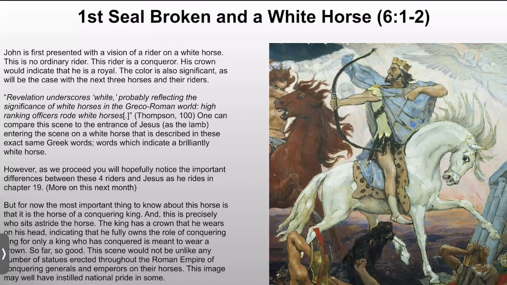So far, so good. This scene would not be unlike any number of statues erected throughout the Roman Empire of conquering generals and emperors on their horses. If you walk past a statue cut in this image, if you lived in the Roman Empire, you might not bat an eye, except for one detail we'll get to in a moment. But otherwise, this image may well have instilled even a sense of some national pride. You might have imagined your own emperor riding the horse in your name and advocacy of your safety and stability, going out and conquering other nations.